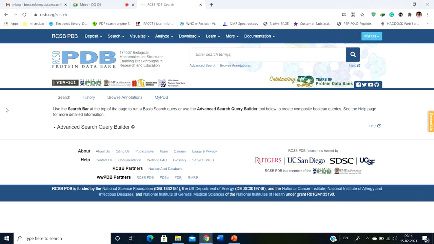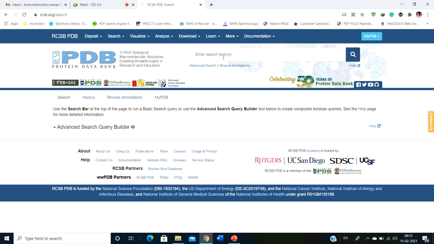So this link is actually the PDB database. So what is this PDB database? This is a protein database. As you can see, this particular database has 174507 biological macromolecule structures enabling breakthrough in research activities.